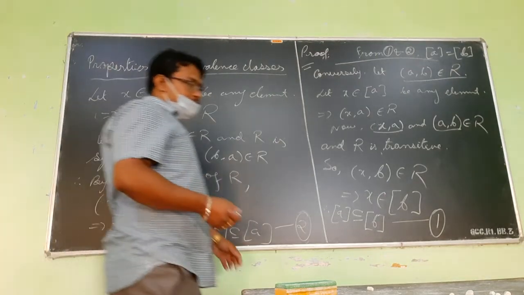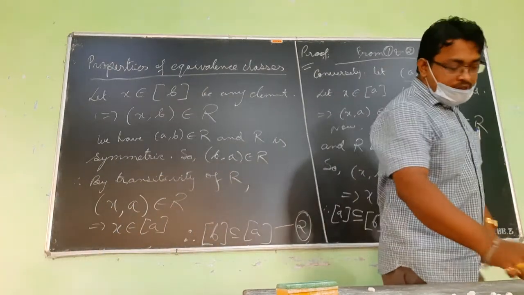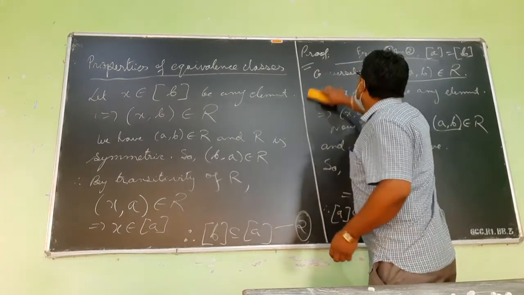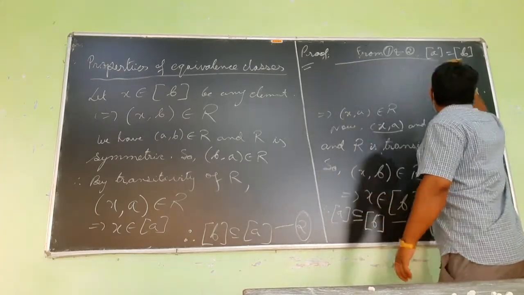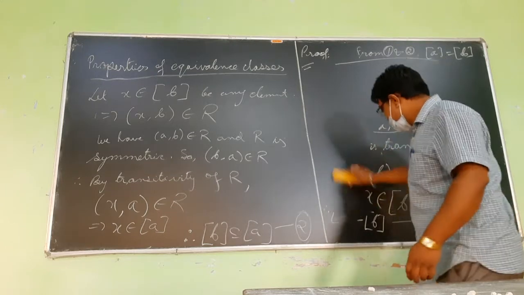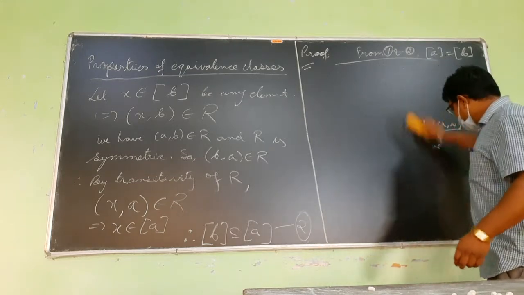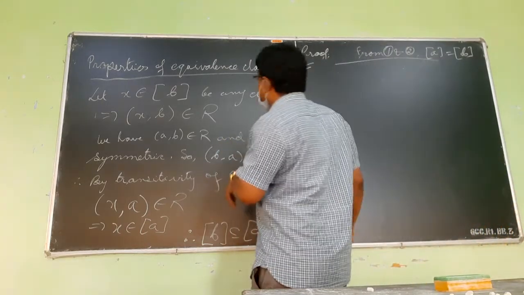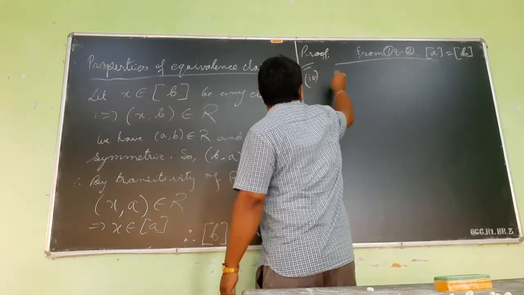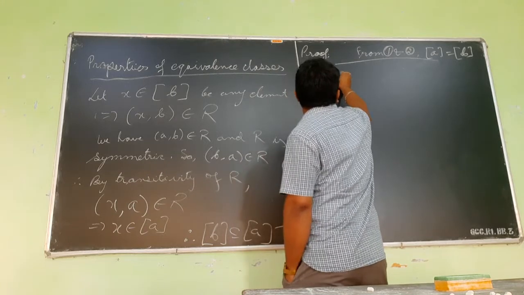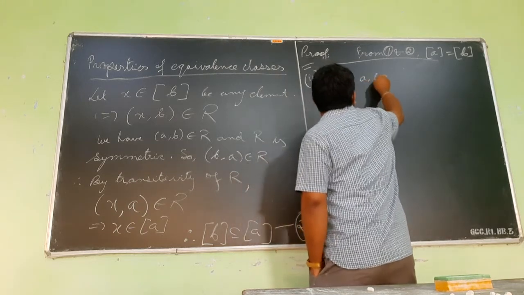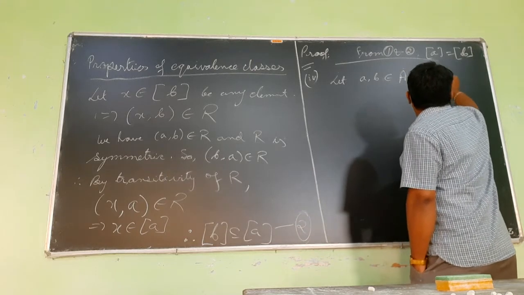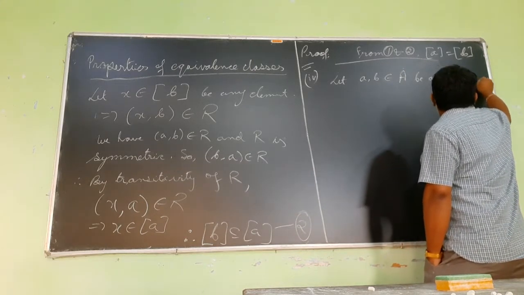The next one is: any two equivalence classes are either disjoint or identical. That is what I will show. That is what I have to show, number 4. So let a, b belong to capital A, any elements.